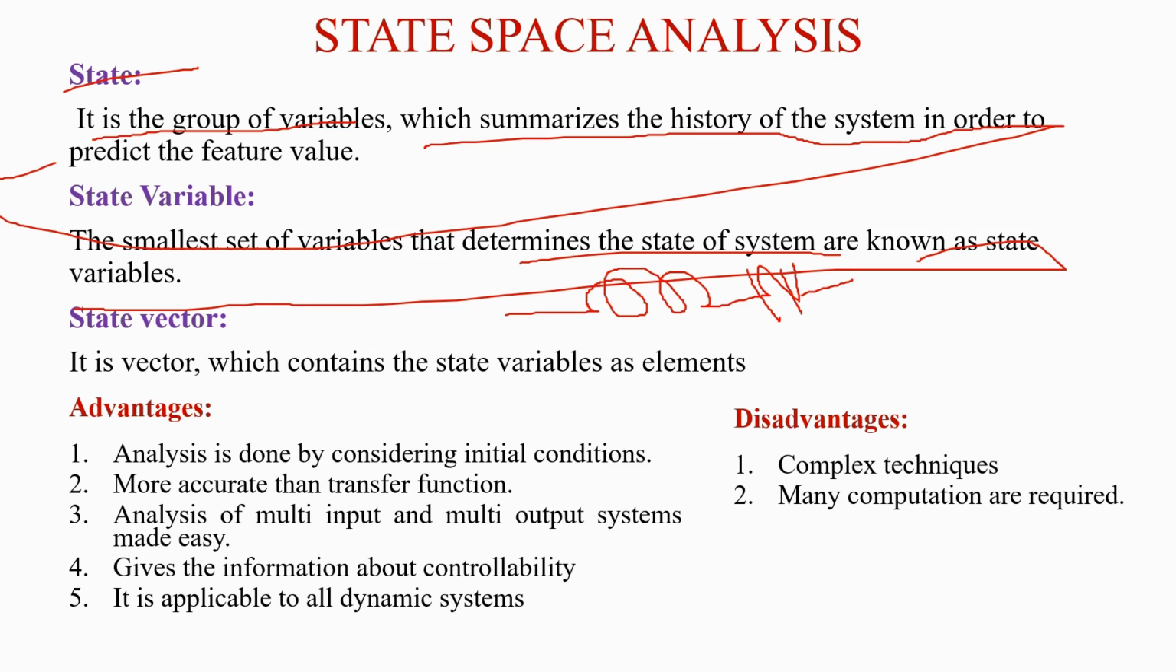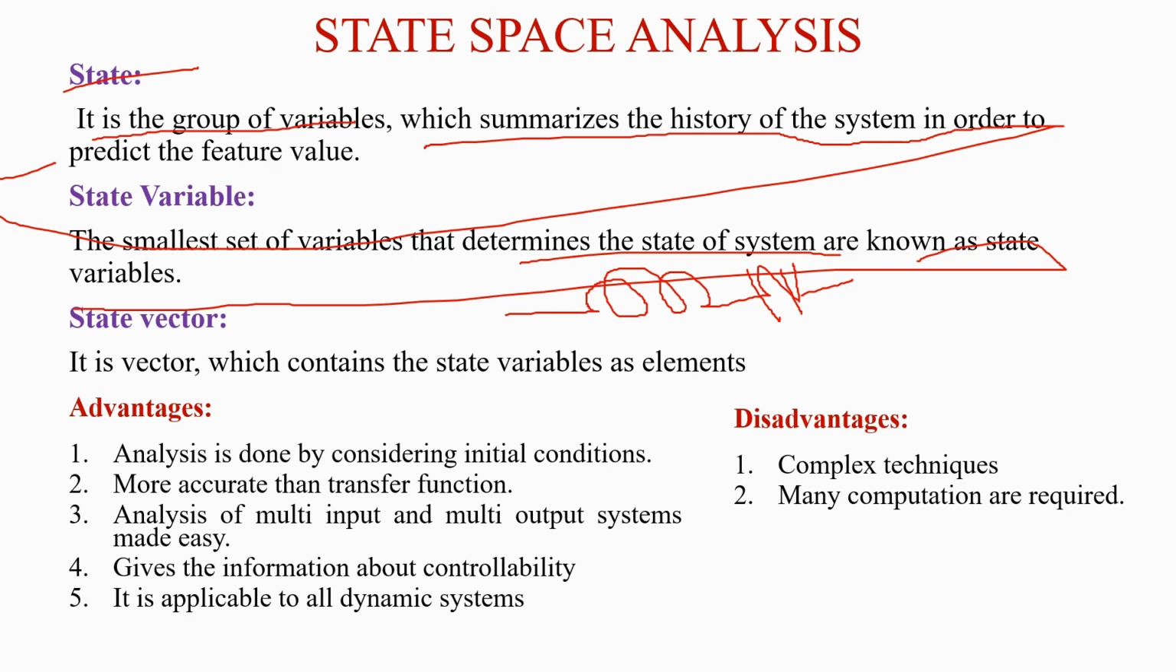Next, the advantages and disadvantages of state-space analysis. The analysis is done by considering the initial condition. Of course, we use different kinds of techniques. We can analyze the system using the transfer function, but different kinds of conditions are required. In this case, we only need the initial state of the condition for the analysis. Another advantage is that it is more accurate than the transfer function.